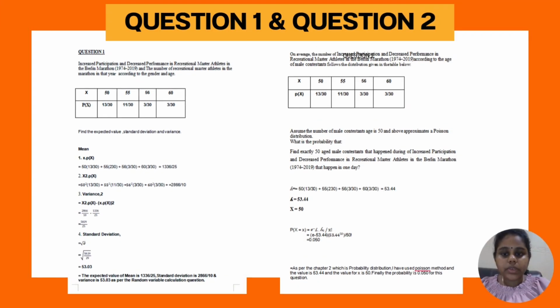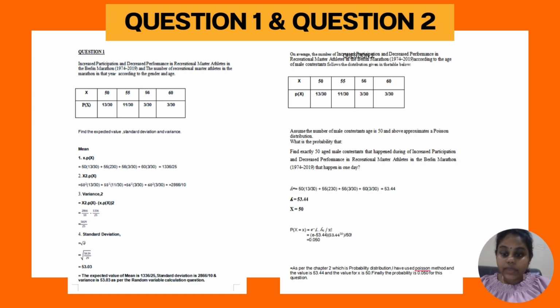Okay, question 1 represents chapter 1, and question 2 represents chapter 2. Question 1 is about increased participation and decreased performance in recreational master athletes in the Berlin Marathon from 1994 until 2019, and the number of recreational master athletes in the marathon in those years according to gender and year. We had a table which consists of X and PX, where X represents the age, and PX is according to the age at which they contribute to the sport.